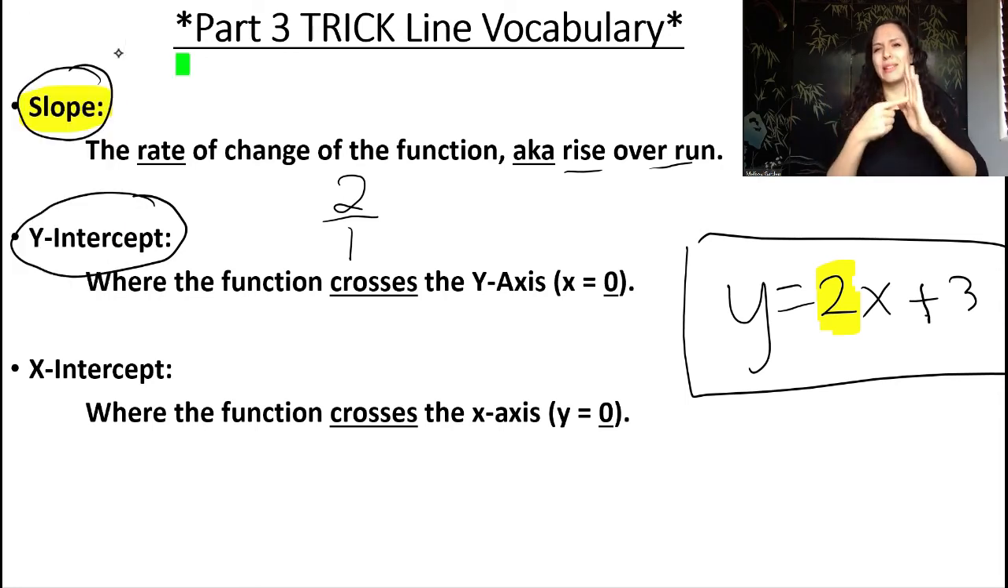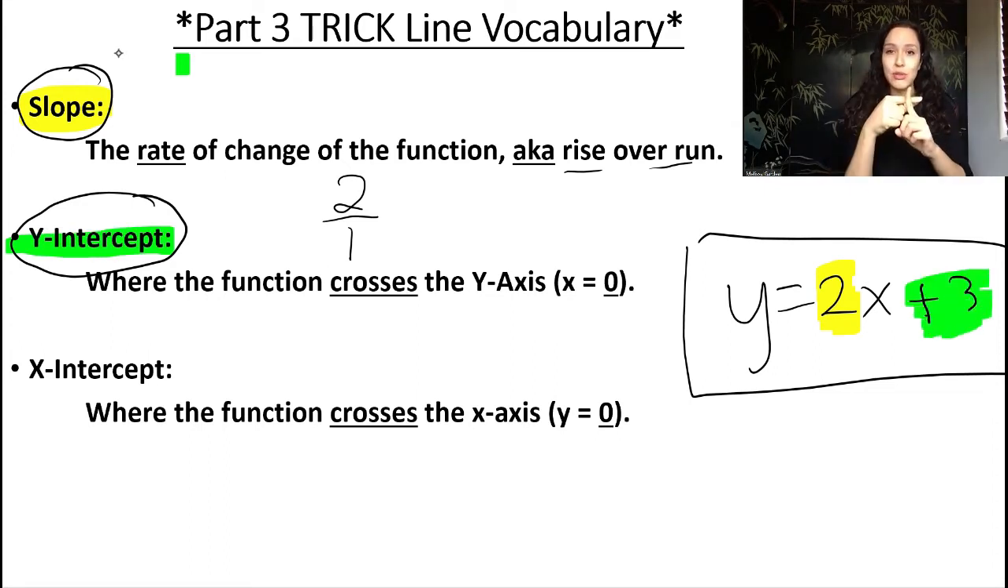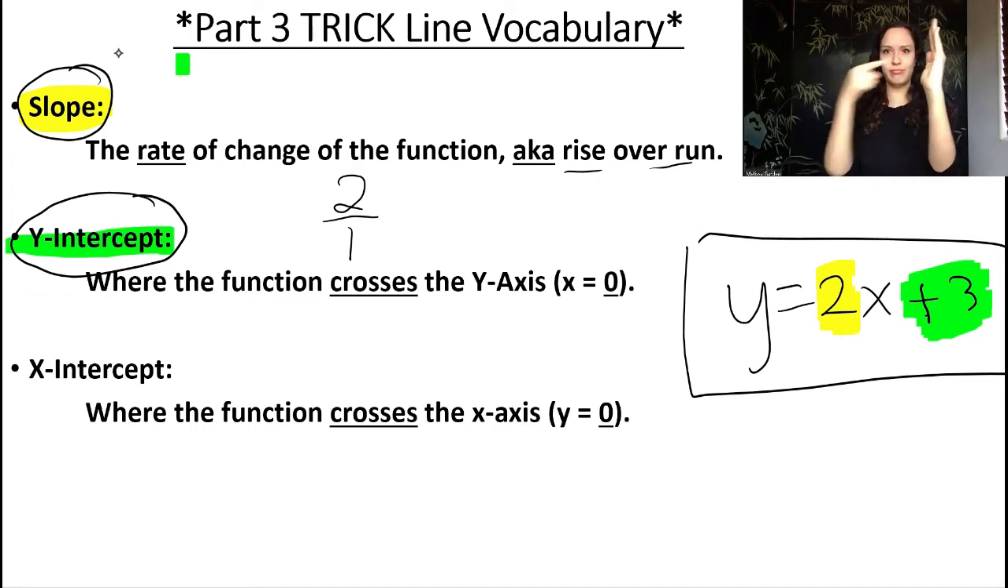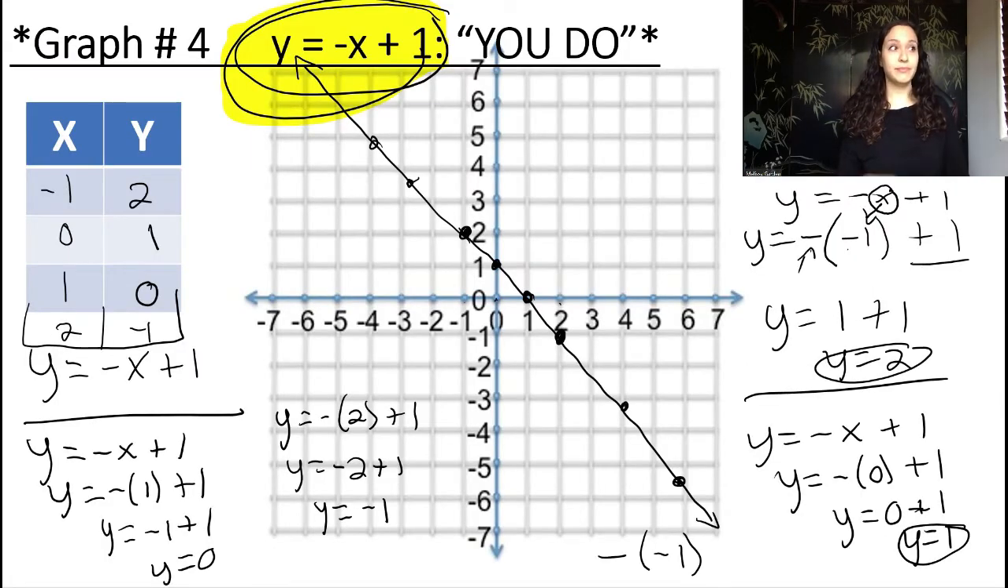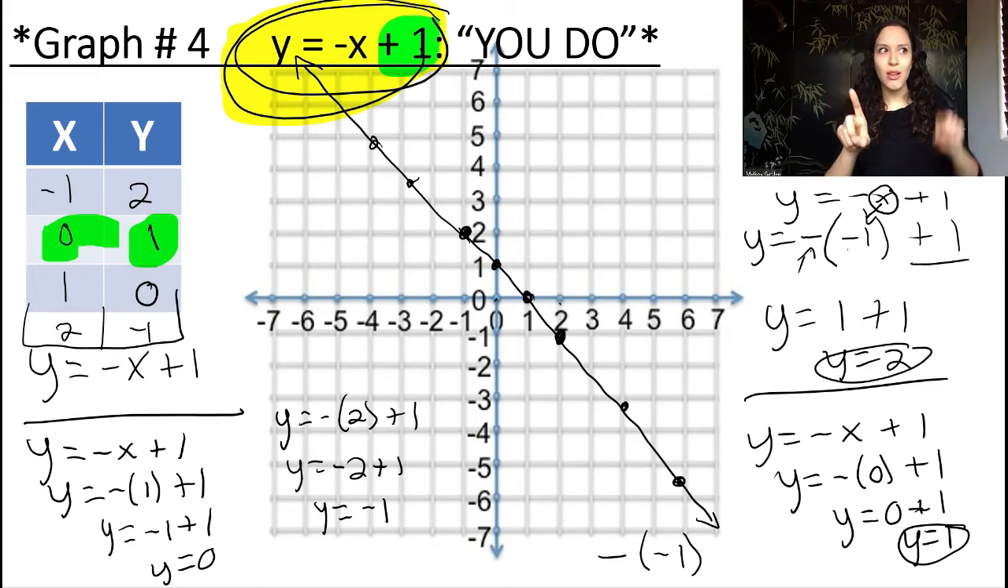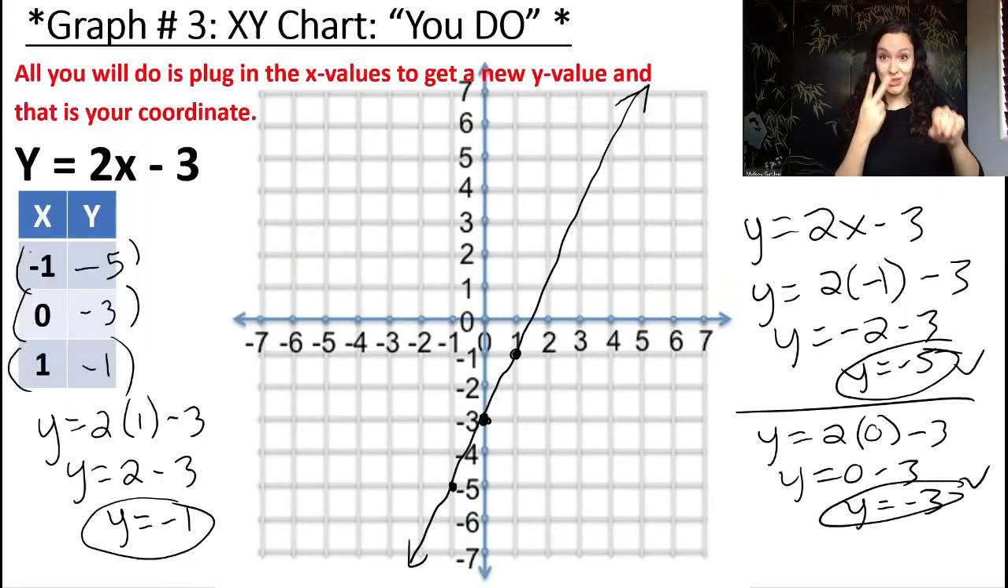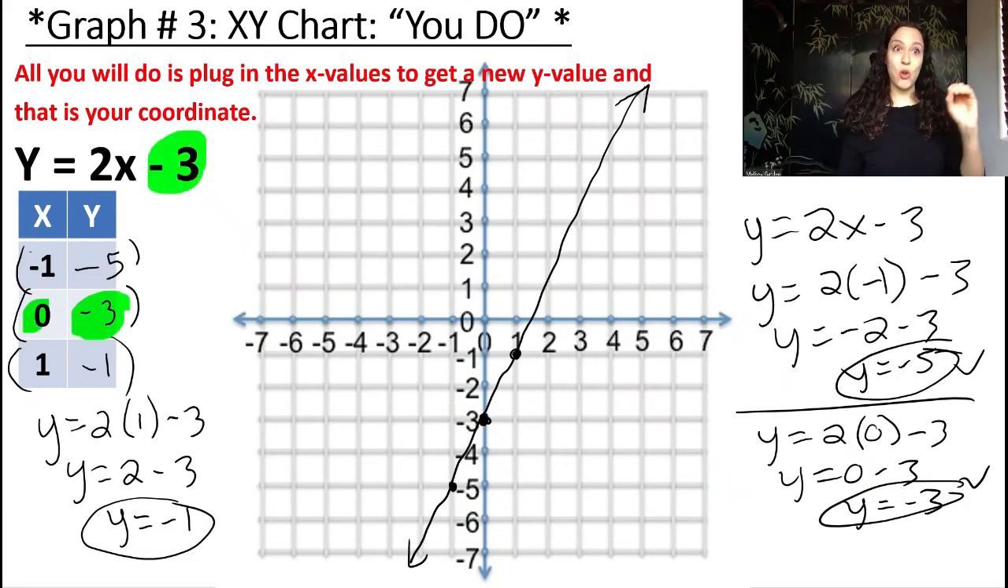Now the next thing is the y-intercept. This is the y-intercept, wherever it crosses the y-axis, when x is 0. If you notice, every time you plugged in 0, the answer is 1. Let's look at another one. I plugged in 0, got -3. Let's look at another one.